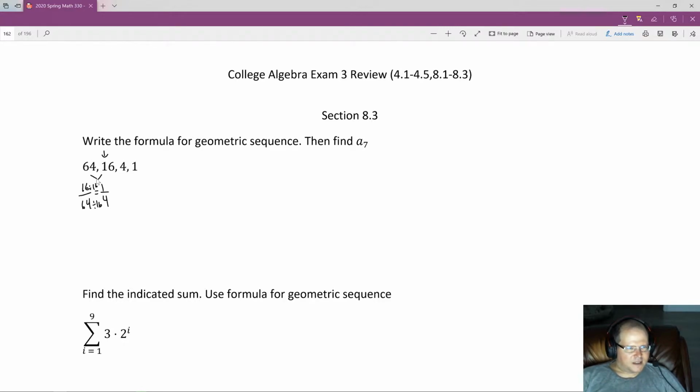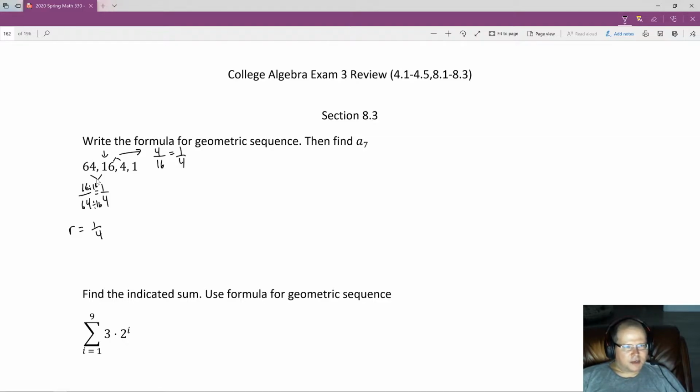Now we can verify this. We can do another couple in the sequence. So let's say we have 4 divided by 16, and sure enough, when we simplify, we get 1/4 again. So this just verifies it twice. In this case, our ratio is 1/4.